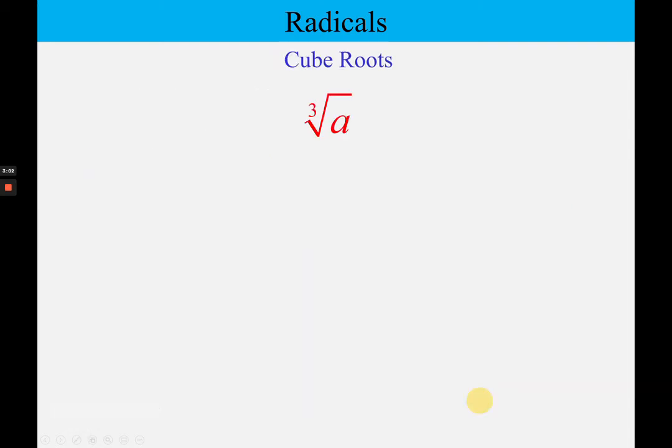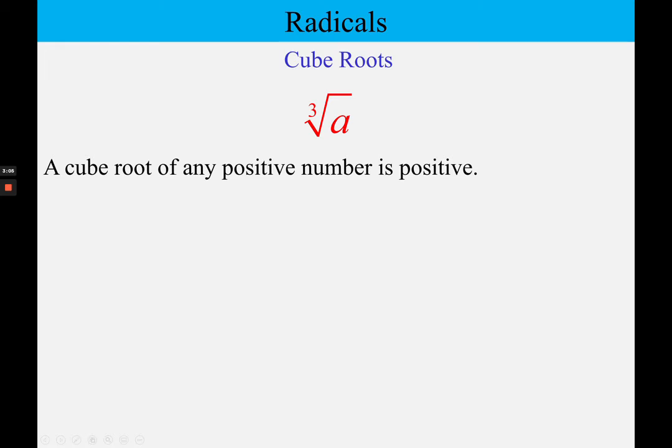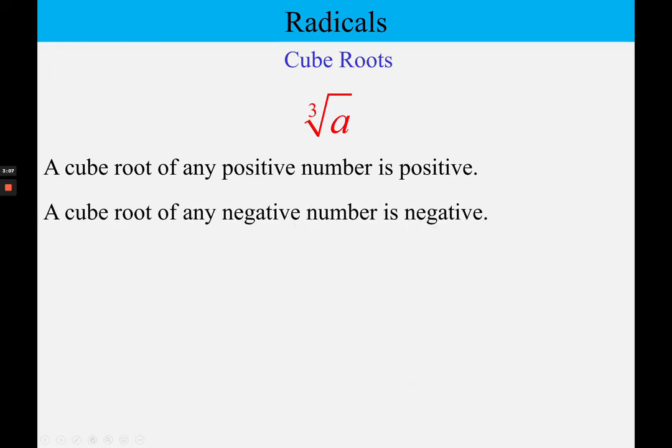How about cubes? A cube root of any positive number is positive, although there is also a case of negative. A cube root of any negative number is negative. Let's have an example. Cube root of 27 is actually 3, because 3 times 3 is 9, 9 times 3 is 27. Cube root of negative 8 is actually possible because it is negative 2. When you check, negative 2 times negative 2 is positive 4. Positive 4 times negative 2 will give you negative 8. That is the second case.